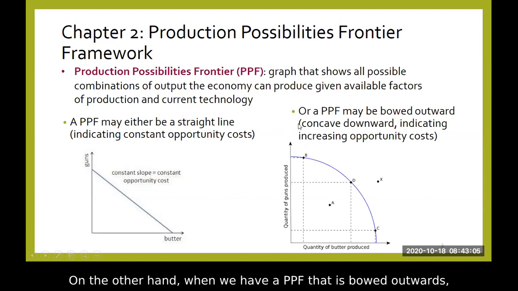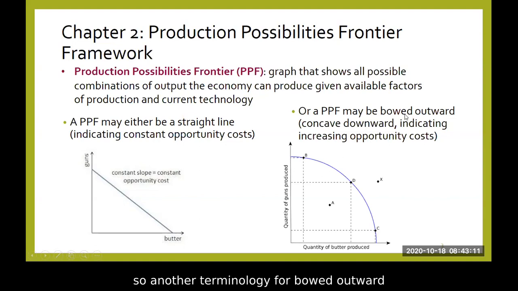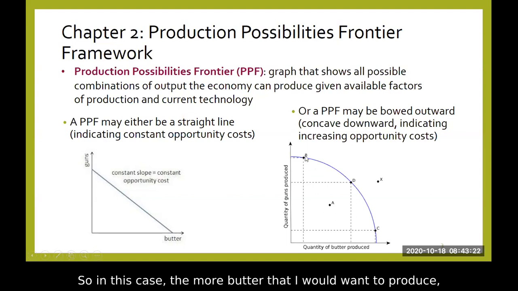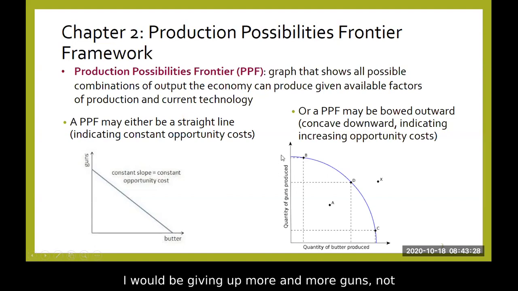On the other hand, when we have a PPF that is bowed outwards, another terminology for bowed outward is concave downward. A PPF that is bowed outwards indicates that there are increasing opportunity costs of production. So in this case, the more butter that I would want to produce, I would be giving up more and more guns, not the same number of guns for each pound of butter that I'm producing. We can see that the opportunity costs are increasing by seeing how the slope changes as we move along the x-axis.